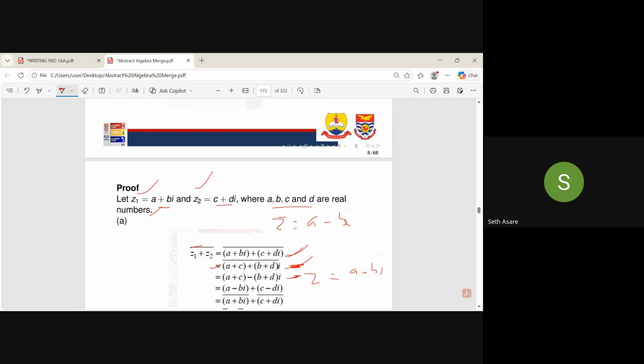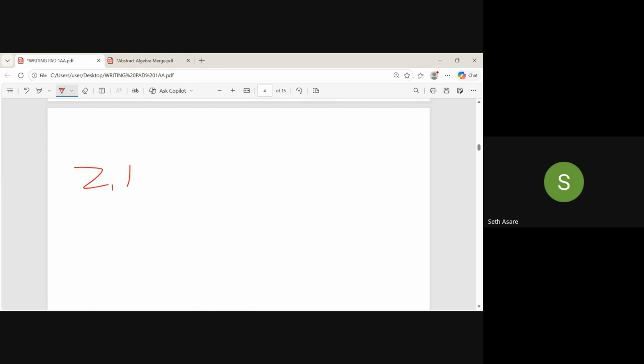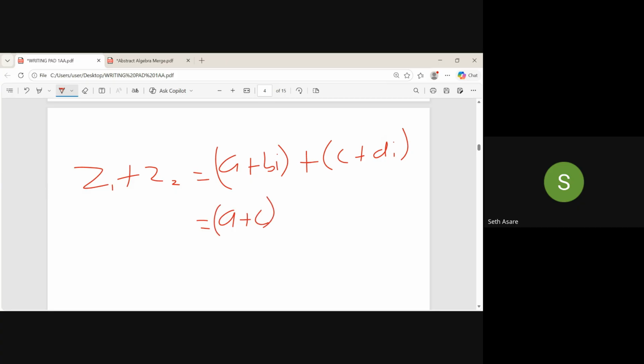Now we want to do rearrangement. Let's do it here so that we will see. I have Z1 plus Z2, and we are having a plus bi plus also c plus di. What should I write as an addition? a plus c, plus b plus d, then I put i here. This is what I have. But look at that.